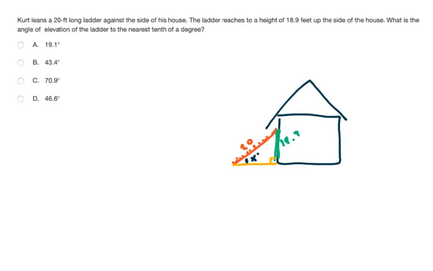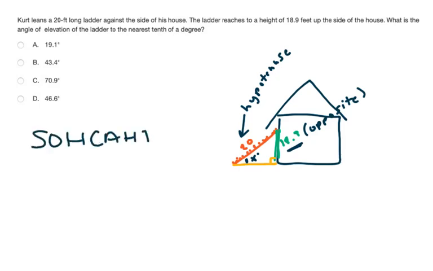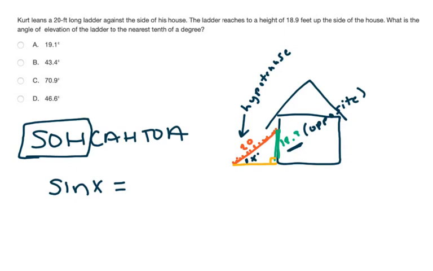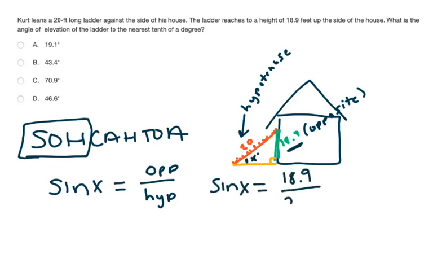So if x is in this corner and 18.9 is here, what relationship does 18.9 have to x? Opposite. And if my ladder length 20 is there, where is that located on my triangle? Hypotenuse. Which trig function am I using? Sine, right? SOHCAHTOA tells me that I use sine for opposite and hypotenuse. So the sine of the angle x equals the opposite side over the hypotenuse. So the sine of x equals 18.9 over 20.